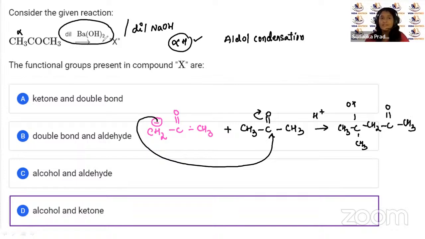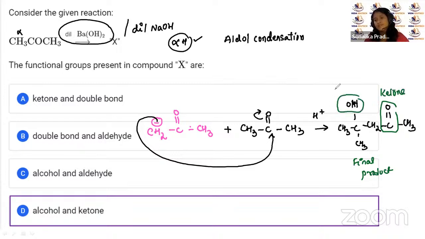As only one reagent is given to us here, if it was given heat, then we would have undergone removal of water, right? But as nothing is given to us here, what are the groups that the final product has? This is our final product, and this is your ketone, and this is your alcohol. As you can see, your answer is highlighted here, where it is alcohol and ketone, right?